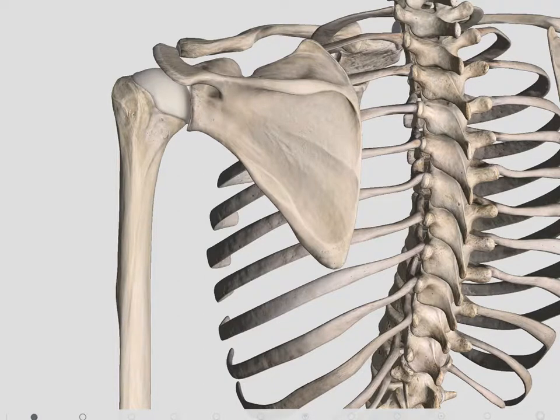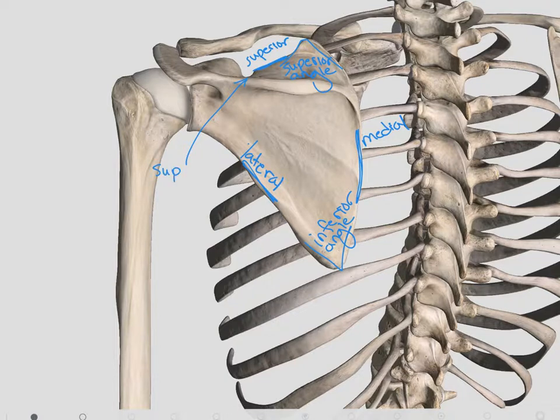We have the same angles as we saw on the anterior side. So the bottom angle is called our inferior angle. The border closest to the spine is the medial border. The border closest to the arm is the lateral border. The top point is called the superior angle. And then we also have the superior border. Here we can also see our supraspinous notch.